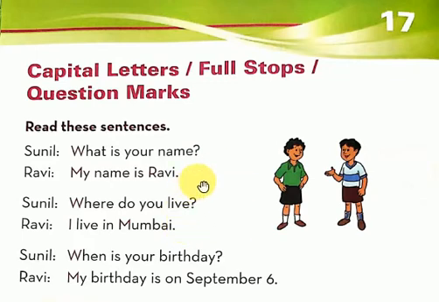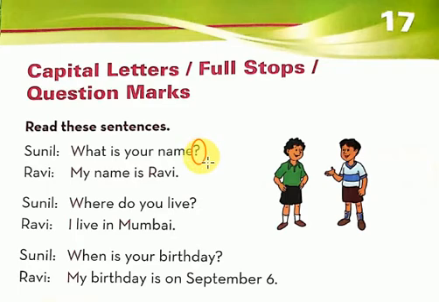Now you can see what a question mark is. The question mark looks like this. You can see in your book that question marks look like this. This is a question mark. Okay, so here you can see, what is your name? This is a question. When you end this sentence, you will not put a full stop because this is a question. Here what is used, so you will put a question mark here. When you put a question mark here, then you can say that this is a question.